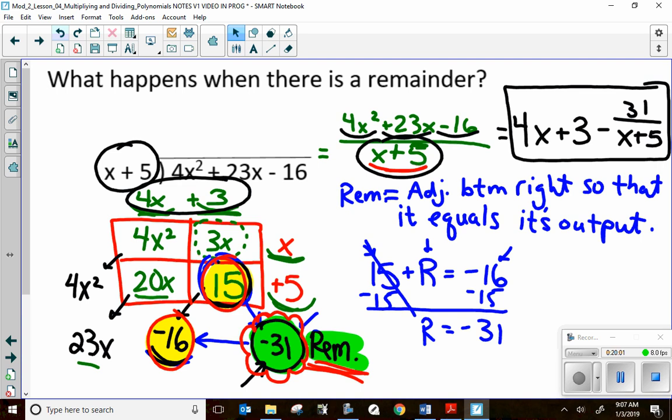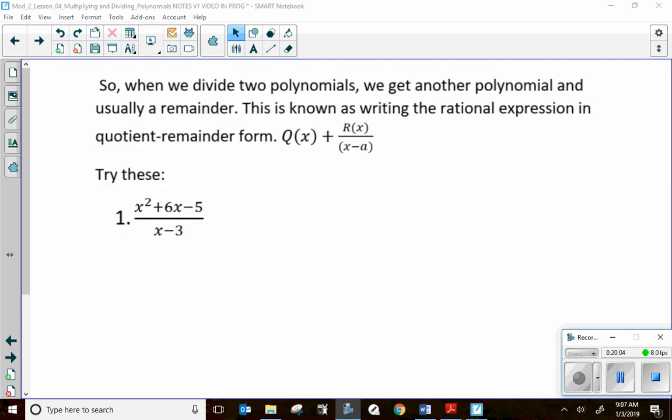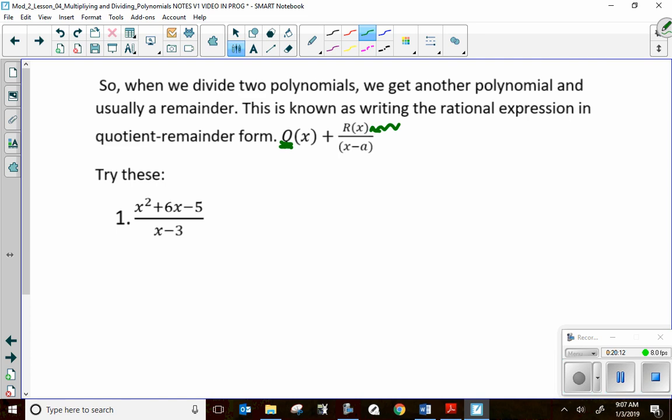All right, let's try one of these. Okay, a simpler one. It's a little weird, this notation. This means quotient, R means remainder, and this X minus A, whatever, that's what you're initially dividing in. So it's just exactly what I explained to you.